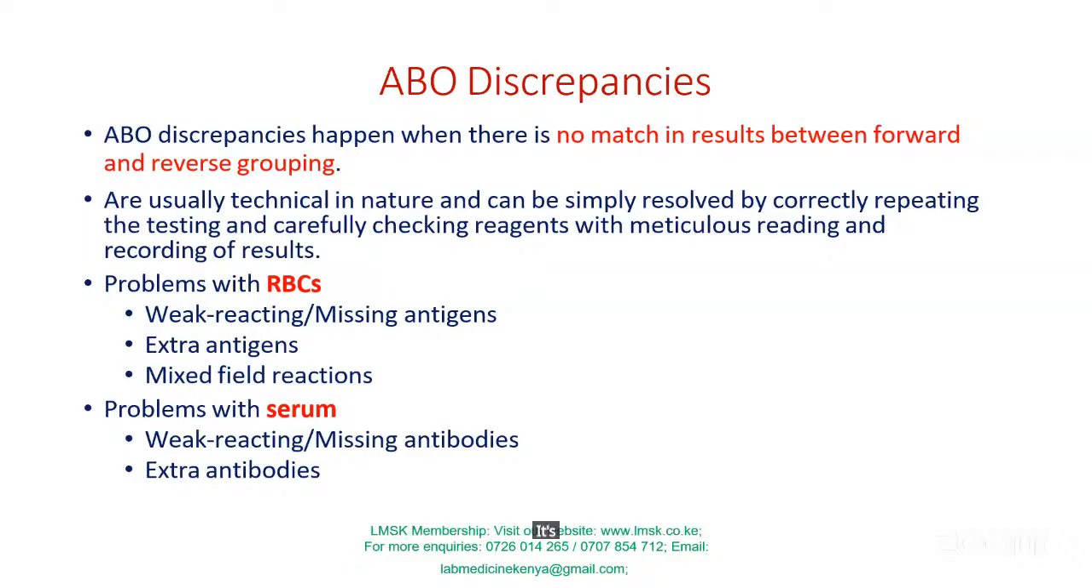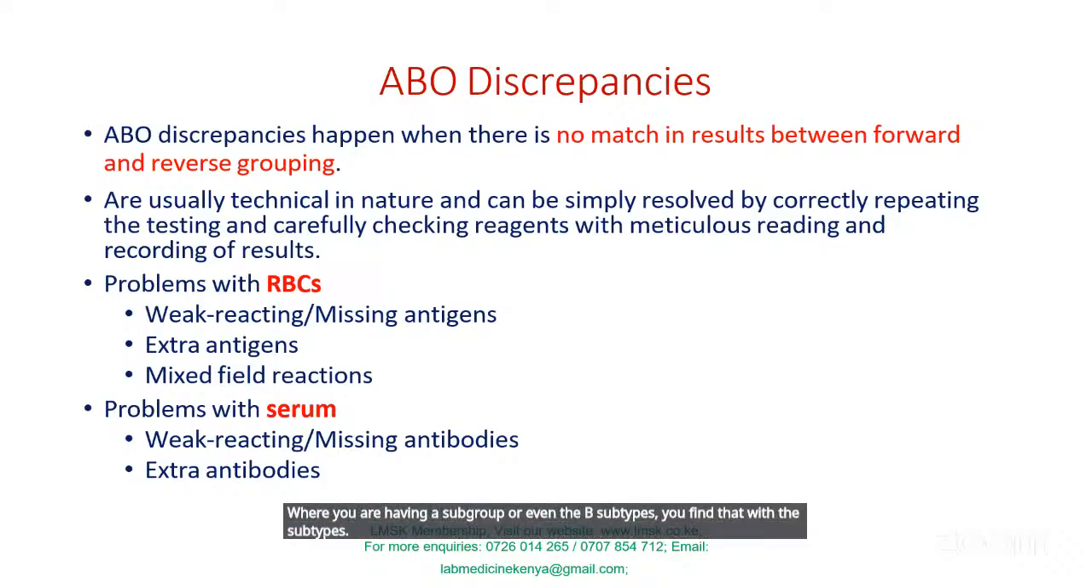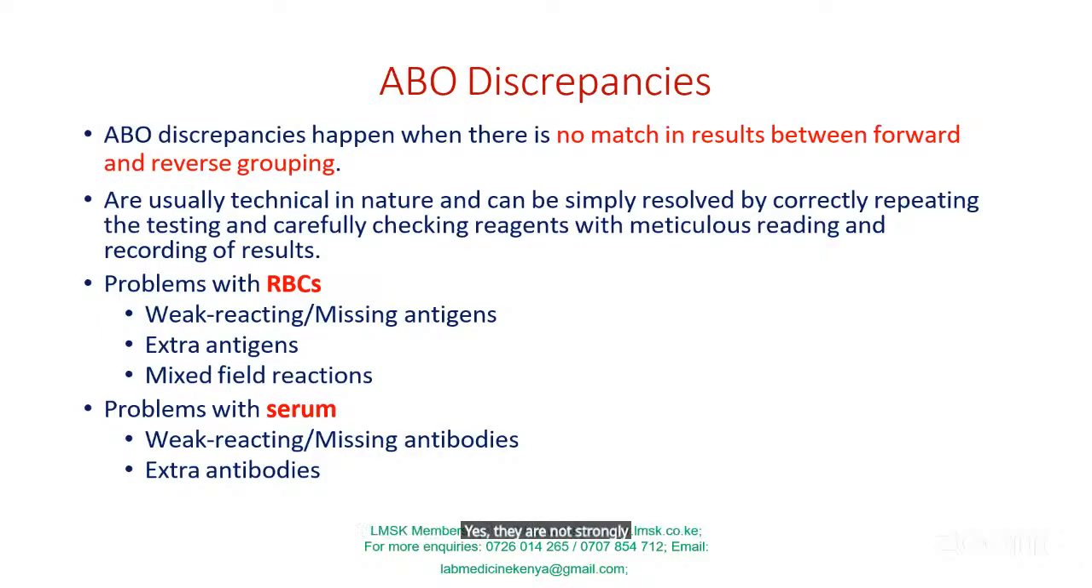It could be there, like in the subgroup cases, where you are having A subgroups or even the B subtypes. You find that with the subtypes, they are weakly reacting. They are not strongly reacting like the main group, let's say A1, and then now you are having a patient with A2. So how a patient with A1 reacts with anti-sera is very different from how a patient with A2 will react with the same anti-sera. Because A2 is a subgroup, it is a weak antigen, and so therefore it will give you weaker reactions. And then A1 is a strong antigen, and they are able to give you a very strong reaction.